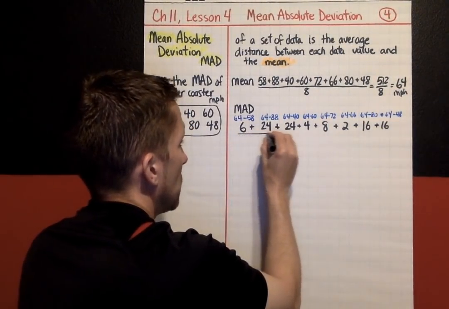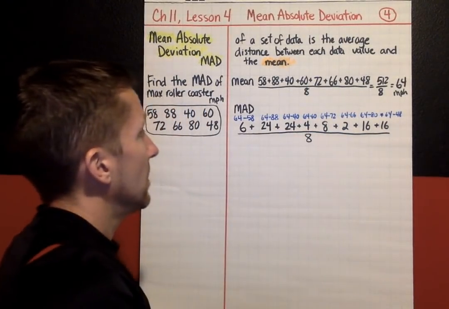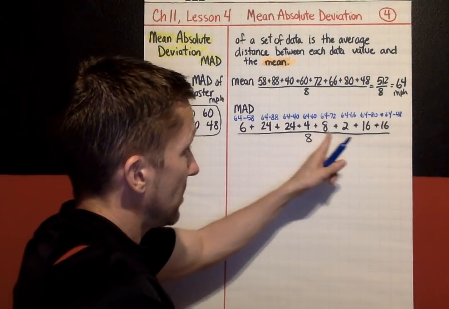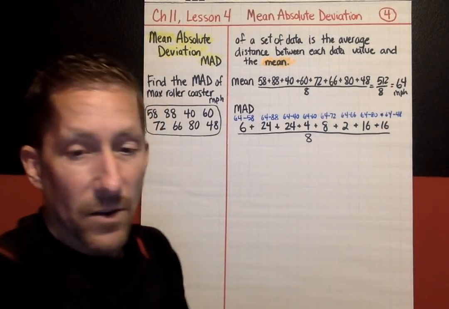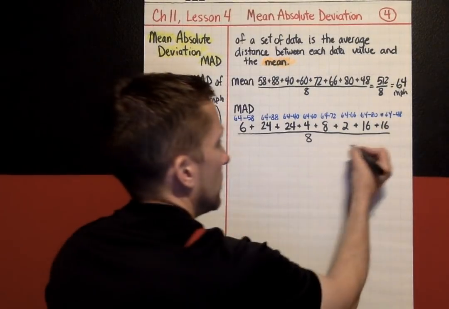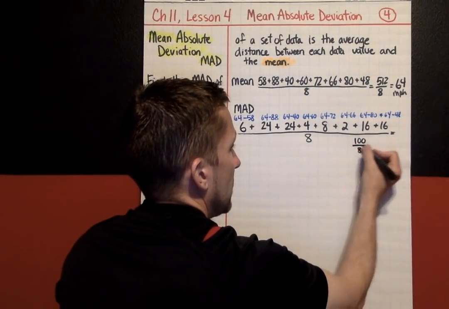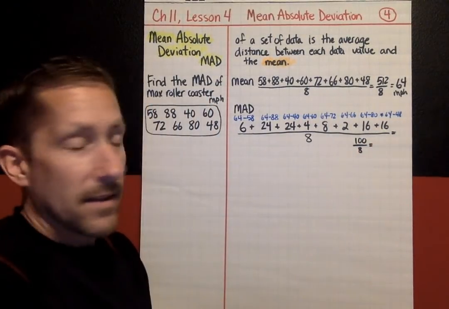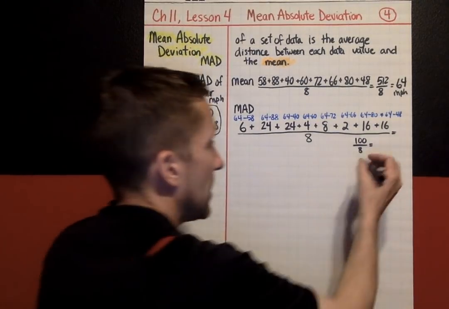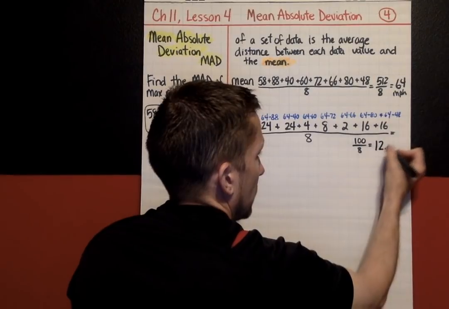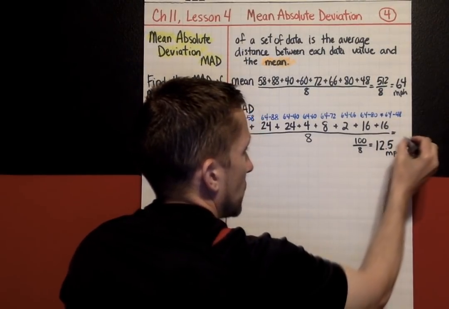And then I'm going to total that up and also divide this by how many values we have, 8. So carefully typing in all that on your calculator, 6 plus 24 plus 24, all that, you're going to get 100 over 8. And then I'm going to divide 100 divided by 8. And my mean absolute deviation is 12.5 miles per hour.